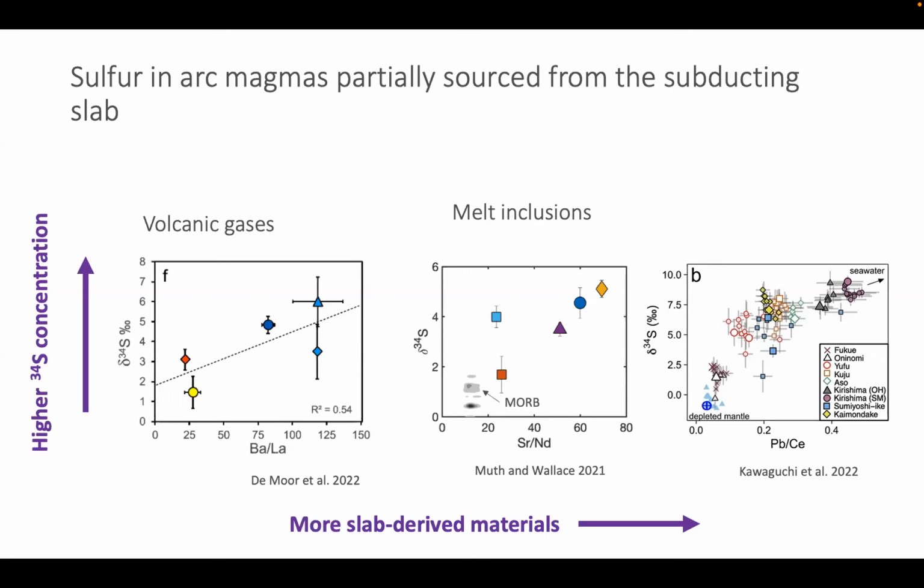And then the y-axis is showing the ratio of sulfur 34 to sulfur 32. And what's really interesting about these data sets is that they all show a really consistent correlation between higher proportions of sulfur 34 and increases in slab-derived material. And these kinds of observations are incredibly exciting because we're starting to be able to establish really direct links between the sulfur that we see in arc magmas and what we know about these broader subduction zone processes and the mass transfer of slab-derived material.